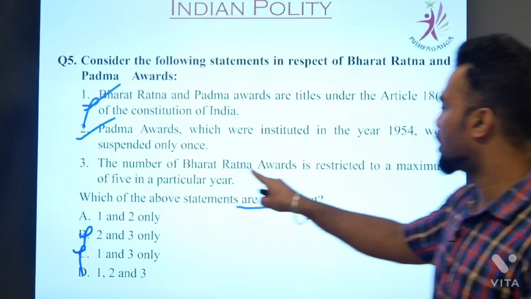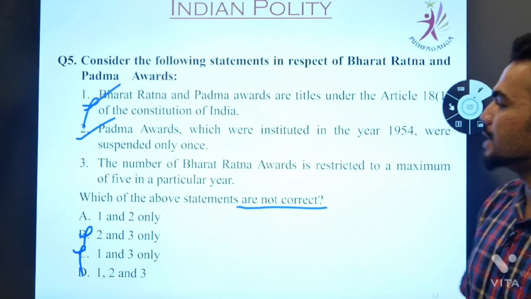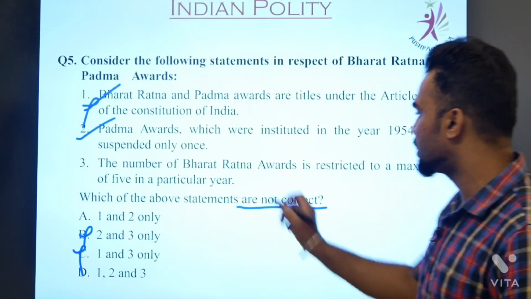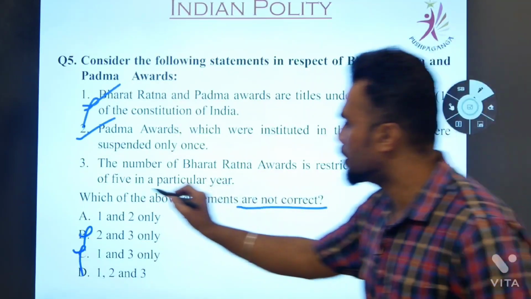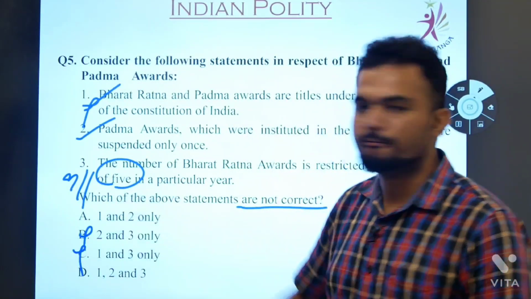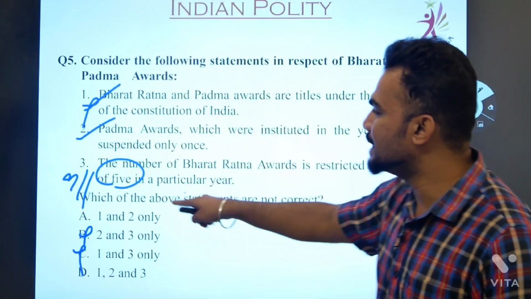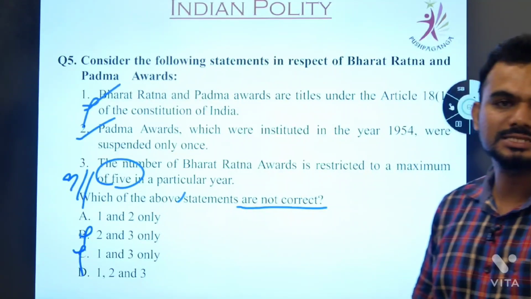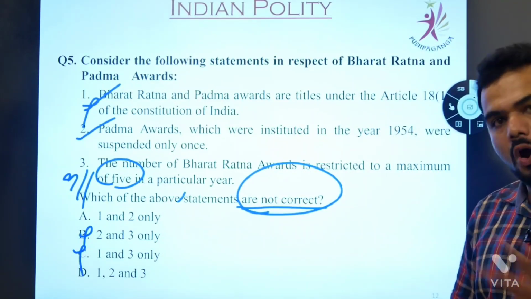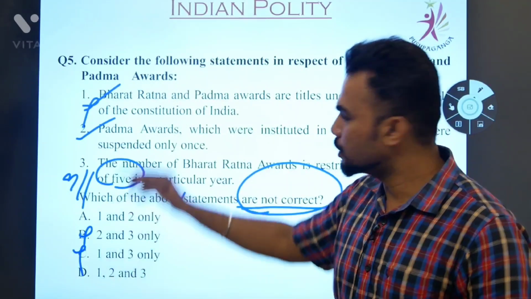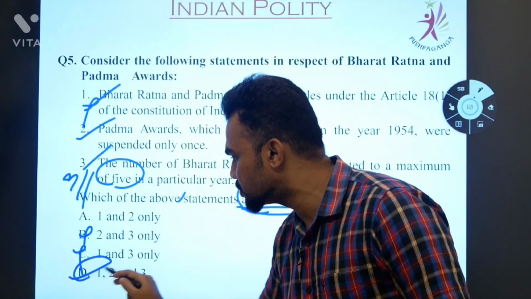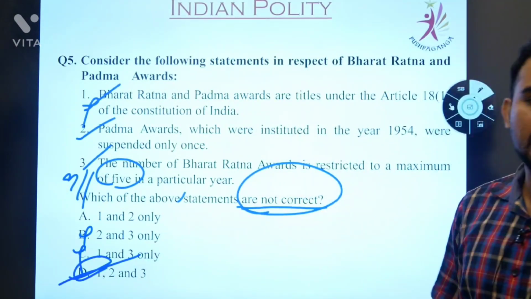The number of Bharat Ratna awards is restricted to a maximum of 5 in a particular year. It's not 5. The Bharat Ratna awards in a particular year are restricted to a maximum of 3. So all three are wrong. Nothing is correct in this. The question was asked which is not correct. 1 is not correct, 2 is not correct, 3 is not correct. So the final option will be D, 1, 2 and 3.